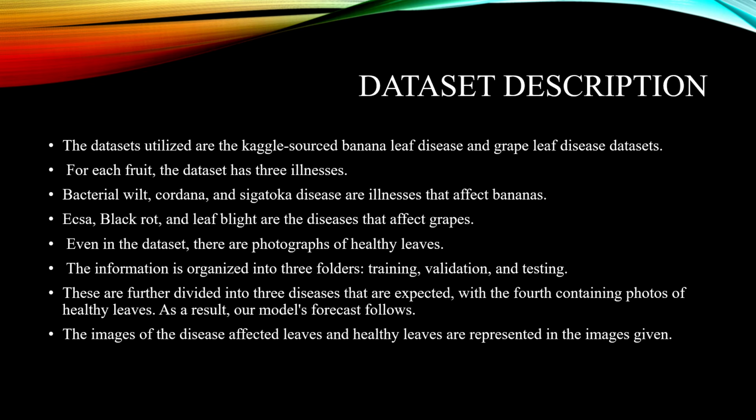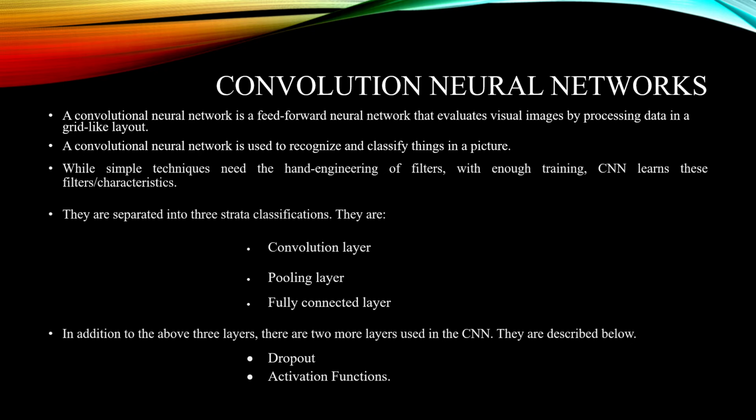We have classified our data as training data, validation data and testing data, and the images are given as input, and the methods are applied to them to get the final result. The first method we applied was a lightweight convolutional neural network. It is a feed-forward neural network which evaluates visual images by processing the data in a grid-like layout, and a convolutional neural network is used to recognize things in an image.